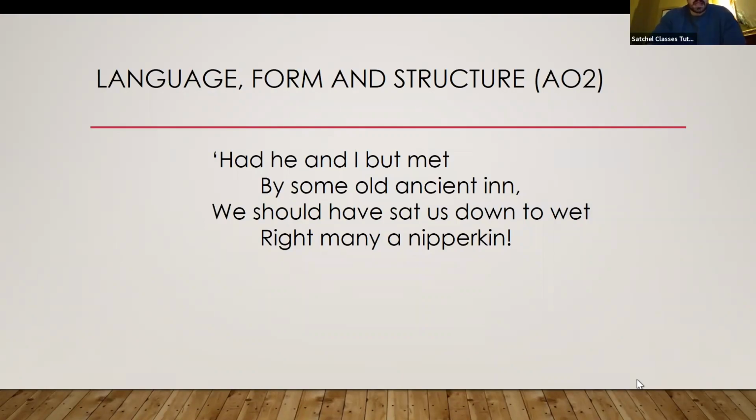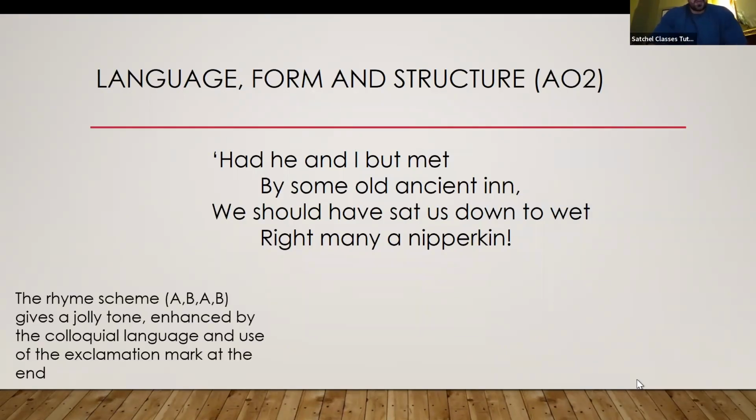The first stanza here: "Had he and I but met by some old ancient inn, we should have sat us down to wet right many a nipperkin." Nipperkin is a reference to a drink. So we open with an ABAB rhyme scheme. That's when alternate lines rhyme, so met, wet, inn, nipperkin, for example.